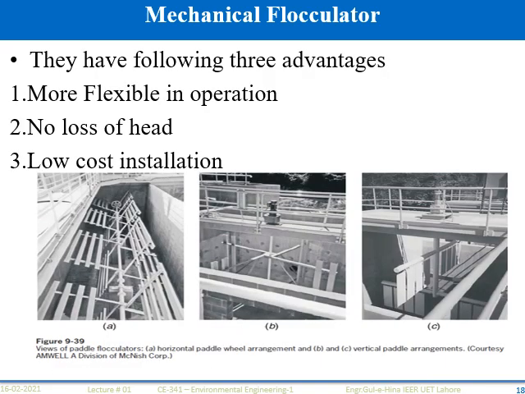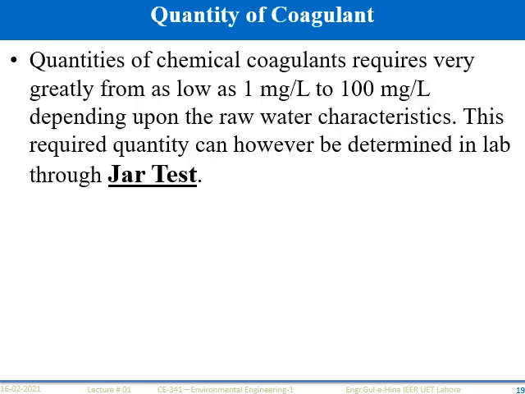The advantages of the mechanical flocculator, that is they are more flexible in operation, they have less energy losses and low cost of installation. So here are some pictures which are rectangular tank की picture and the industries. इसमें हमारे पास horizontally shaft install हुई है और उसके along हमारे पास पैडल हुए हैं. ये सर्कुलर टैंक है जिसमें वर्टिकल शाफ्ट के along आपके पास पैडल मूव कर रहे हैं.